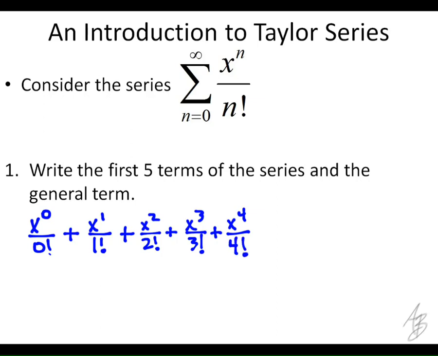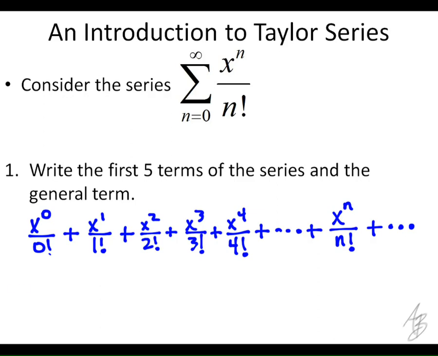X to the 4th over 4 factorial. You guys noticing a pattern here? So all we're doing is plugging in each of the next counting numbers for n. And so then the general term is just going to be this right here. This is the general term. So it's just going to be x to the n over n factorial. And again, it's an infinite series, so we're going to show that it goes on forever.